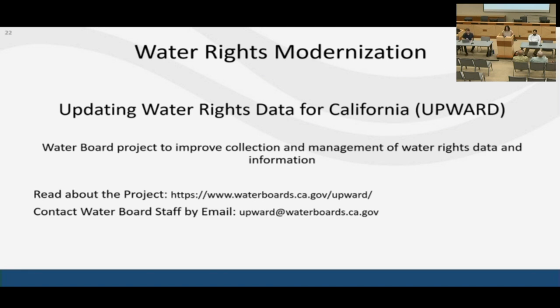As we close, I would like to note the board's current effort to improve our data processes known as Upward, Updating Water Rights Data for California. In 2021, the board initiated the Upward project to advance the board's ability to collect, manage, and provide water right data to the public. Upward plans to create a modern electronic content management system that will streamline water rights online reporting and will improve access to water right records. Currently, the program is in its software development phase with plans to have an initial demonstration available by the end of the year. So if you'd like more information on that, please visit the Upward webpage or contact our team by email.